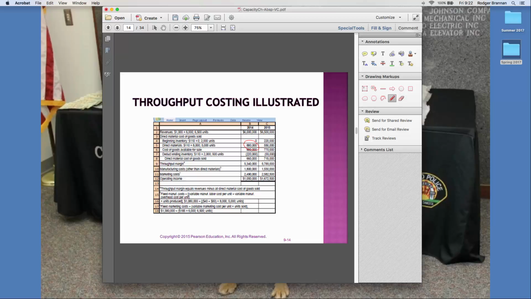The other conceptual problem with throughput costing is that in reality, direct materials can also be seen as a fixed cost. If I'm entering into an agreement with a supplier to say, I guarantee, I promise I'll buy a certain number of units this year at a certain price, well, what's the difference between that and promising labor a certain amount of hours at a certain price? So given those two potential problems, most companies shy away from throughput costing and use variable costing.